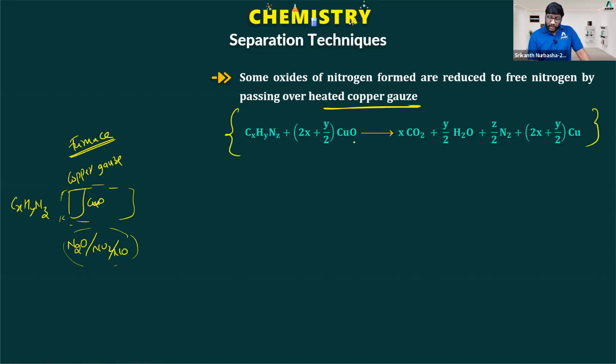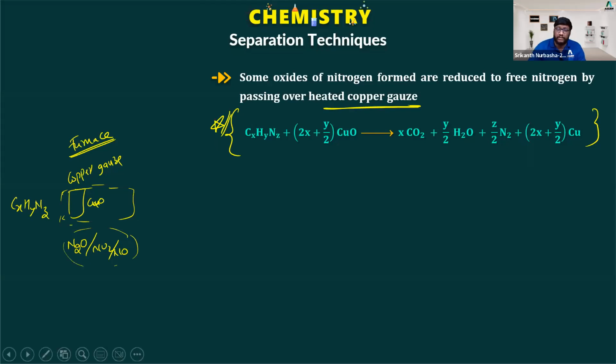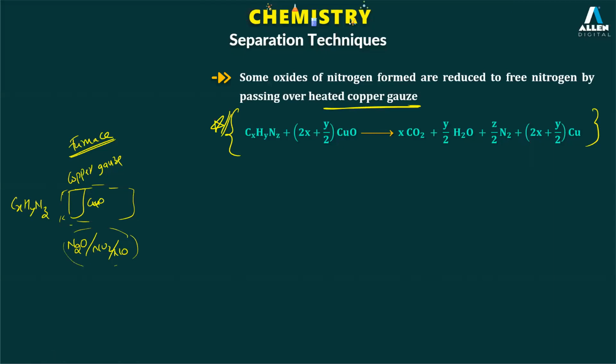CxHyNz plus (2x + y/2) CuO gives rise to xCO2 plus y/2 H2O plus z/2 N2 plus (2x + y/2) Cu. This is the same equation we have written earlier. Right or not? Yes.